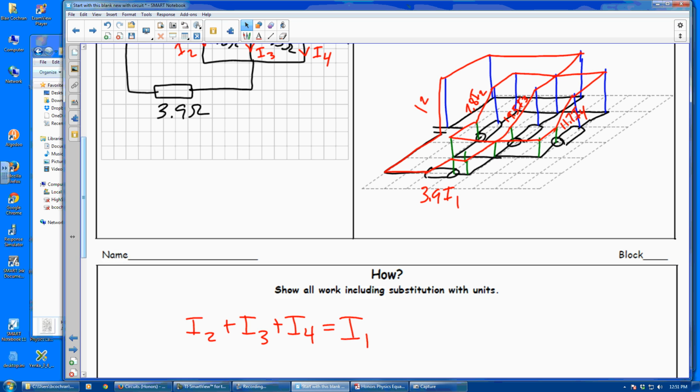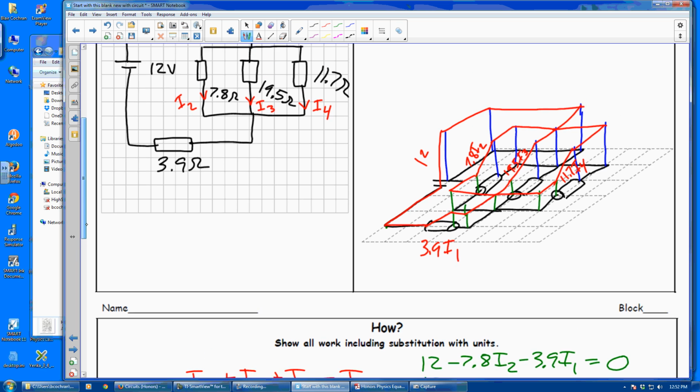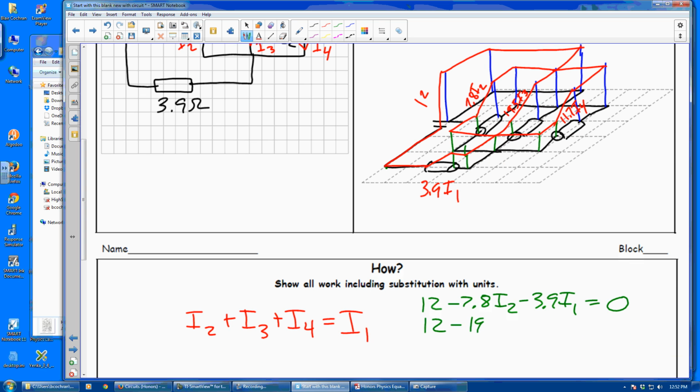This covers all the currents, right? So I want to pick loops that also have all 4 currents in them by the group I picked. So I'm going to start writing the loops over here. I'm going to start in the bottom left corner. I'm going to do 12 minus 7.8 I2 minus 3.9 I1 equals 0. And then I'll do 12 minus 19.5 I3 minus 3.9 I1 equals 0.